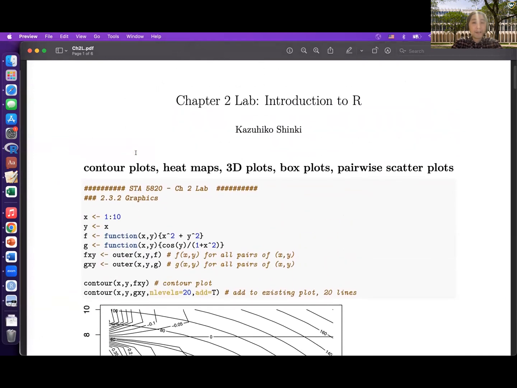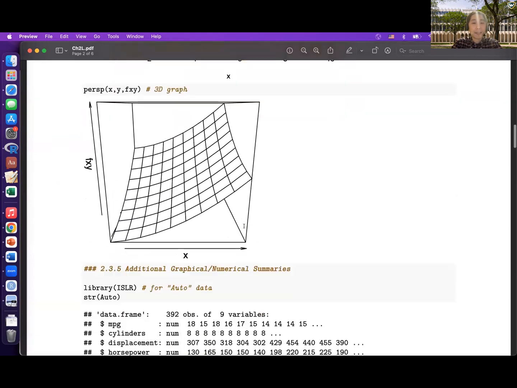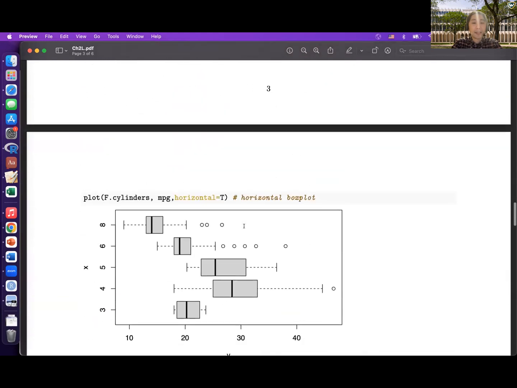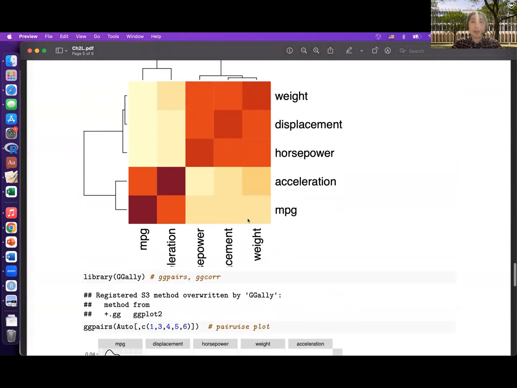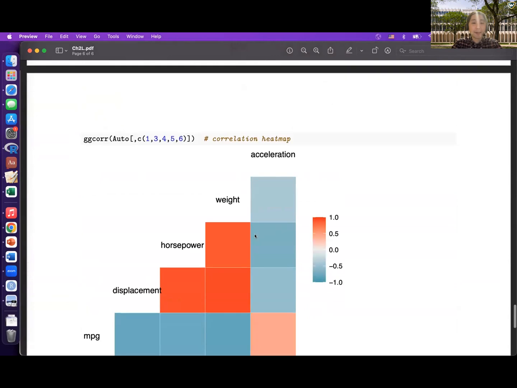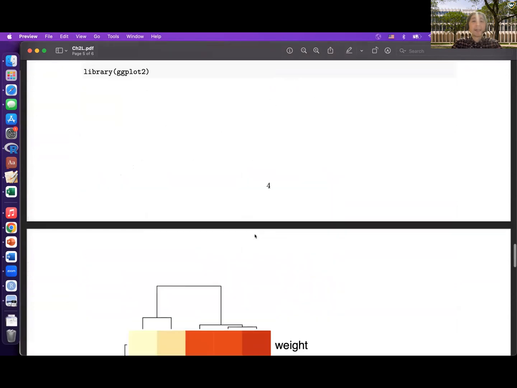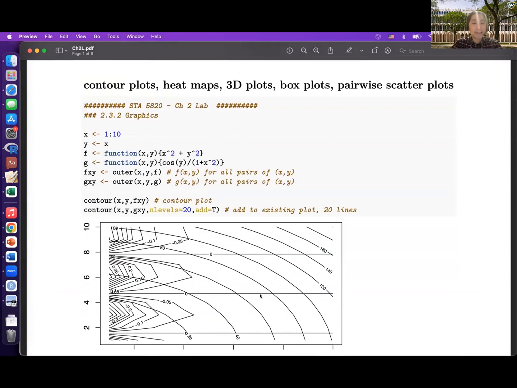And the one thing we haven't discussed in the 5030 or 6840 is the 3D graphs. So I discussed the 3D graphs first. And also I discussed some plots, such as the box plots, and also some pairwise plots, and some heat map for correlation metrics, and some others. So that is this chapter's topic. It's pretty short. And the textbook has some more materials.